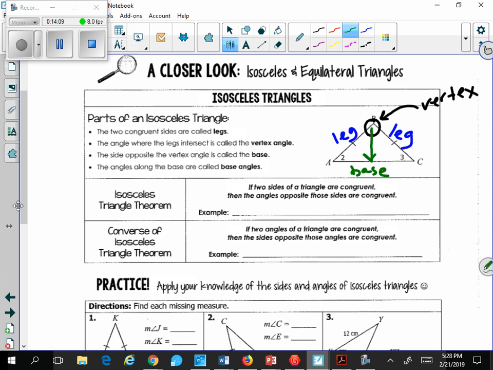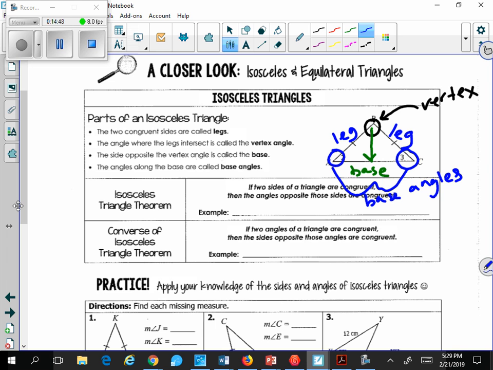And then the last thing on there says the angles along the base are called the base angles. So angles 2 and 3 are my base angles. Sorry, this is getting a little messy, but it'll be okay. So here's a little theorem that they've got for us, and I think it's something that you already know. It's telling me that if two sides of a triangle are congruent, aka it's an isosceles triangle, then the angles opposite those sides are congruent as well.